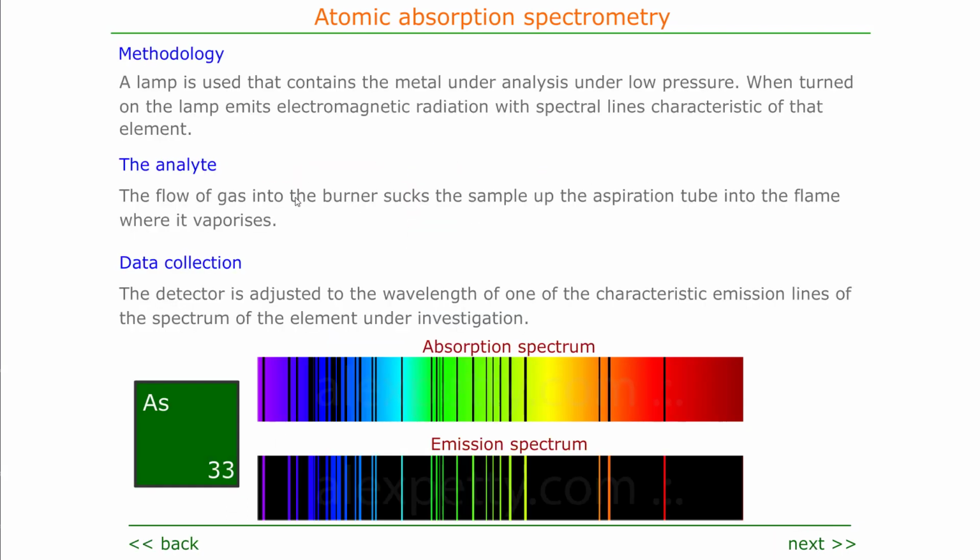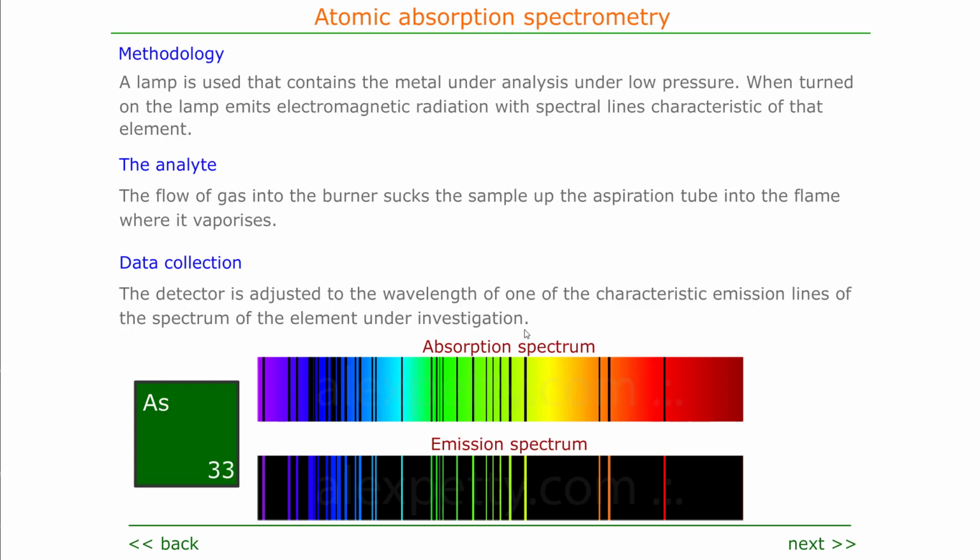So this is the idea, the methodology. The lamp is used that contains the metal under analysis under low pressure. When turned on, the lamp emits electromagnetic radiation with spectral lines characteristic of that element. The flow of gas into the burner sucks the sample up the aspiration tube into the flame where it vaporizes. The detector is adjusted to the wavelength of one of the characteristic emission lines of the spectrum of the element under investigation.